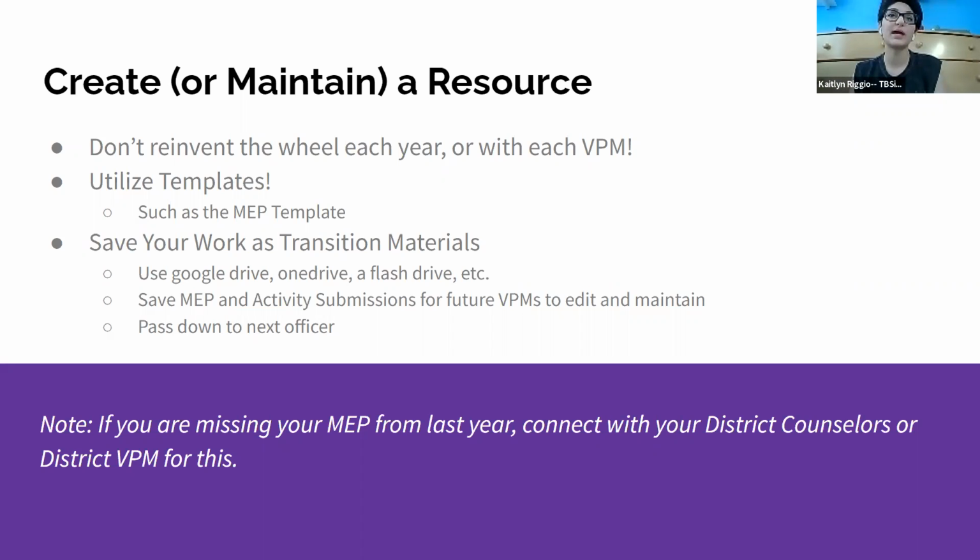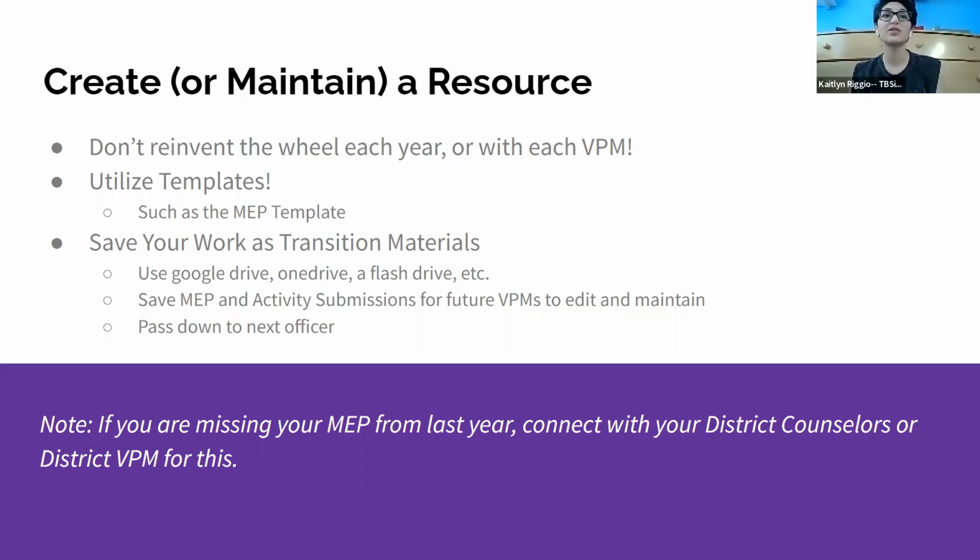A big way that you can maintain your current resources and not start from scratch every year is by utilizing templates. For example, chapter VPMs need to submit and get MEPs approved every single membership cycle. So by looking at past approved MEPs, you can get a pretty good idea of what's needed in an MEP when it's time for you to make one yourself. From there, you can make updates as needed and alter it to fit your needs.